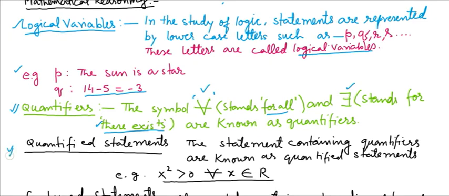The third point is related to quantified statements. A statement containing quantifiers is known as a quantified statement. In mathematics, x square is greater than 0 for all x belongs to R. It is a quantified statement.